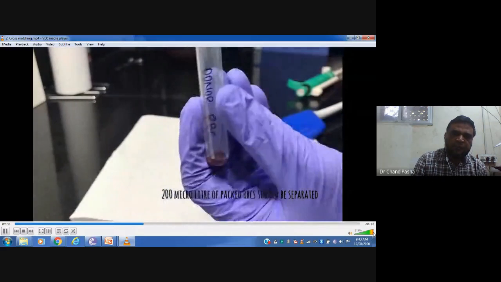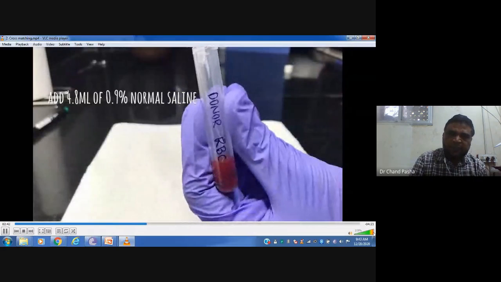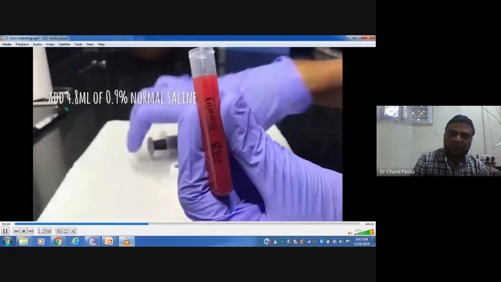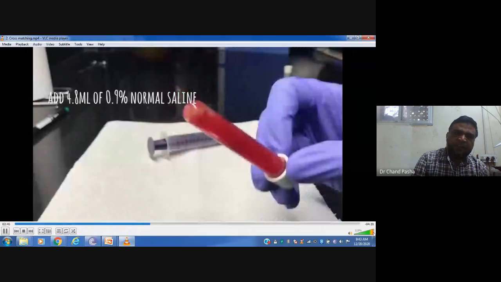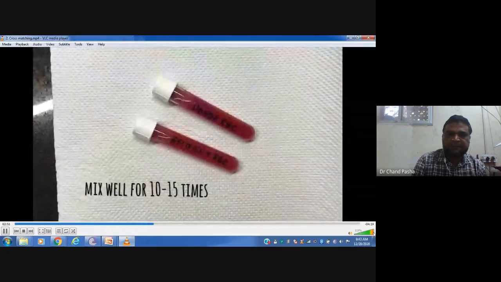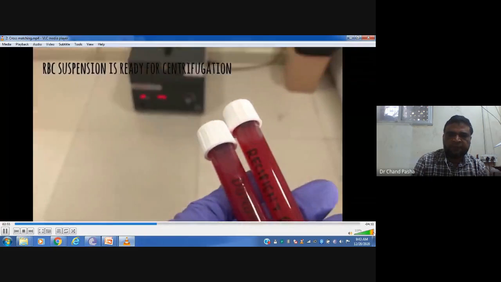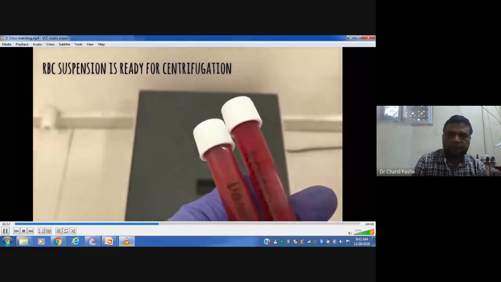Washed RBC cells are taken. After transferring, add about 4.8 ml of 0.9% normal saline to the test tubes. See, sometimes a similar blood group is there, but they may have some cross reactivity. To eliminate that, we should do this cross matching. Invert the tube several times to mix the RBCs with normal saline properly. Once both the donor and recipient RBCs are mixed with normal saline, start with centrifugation.